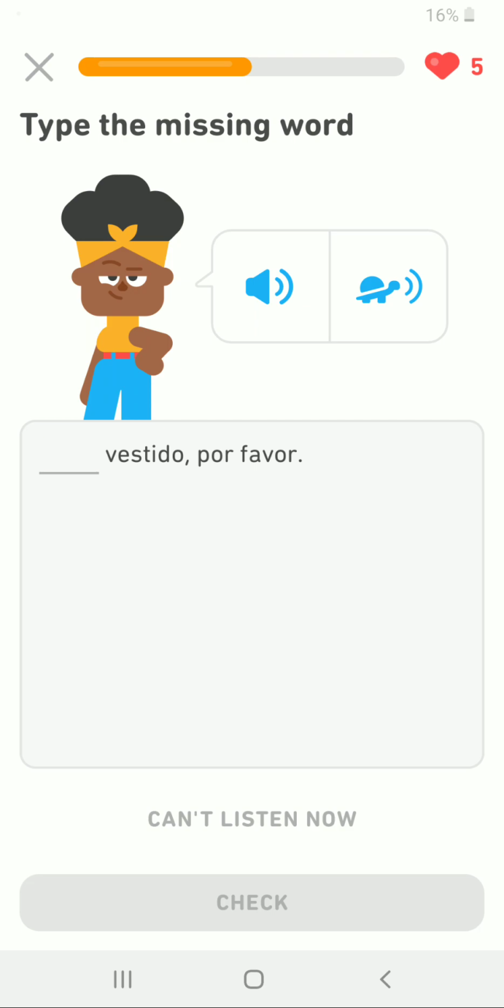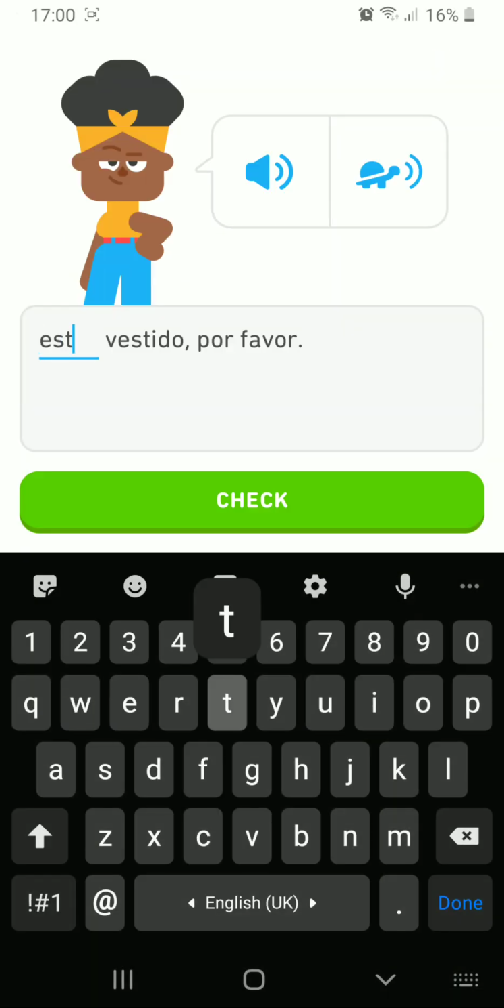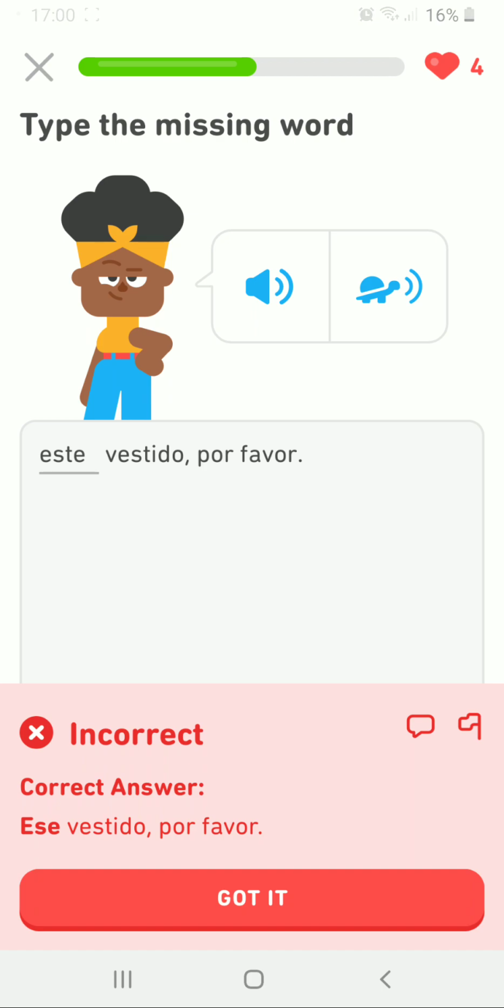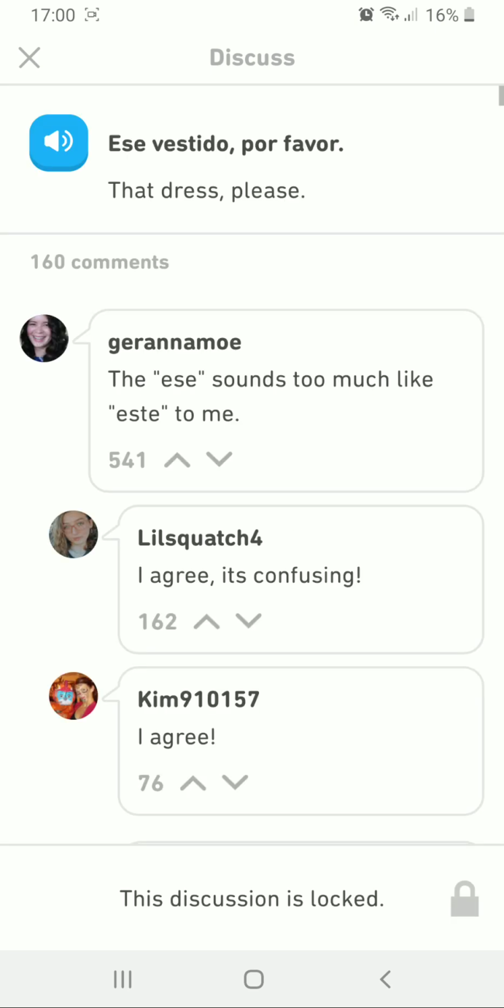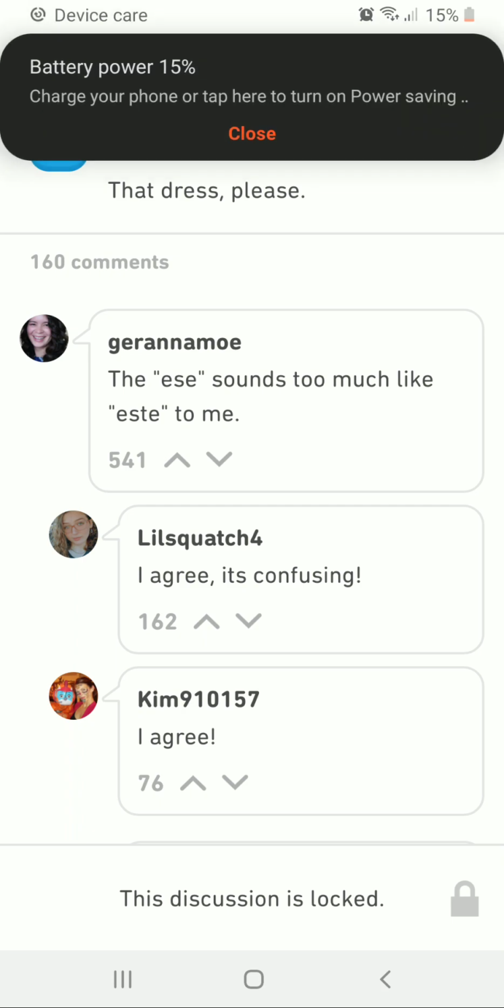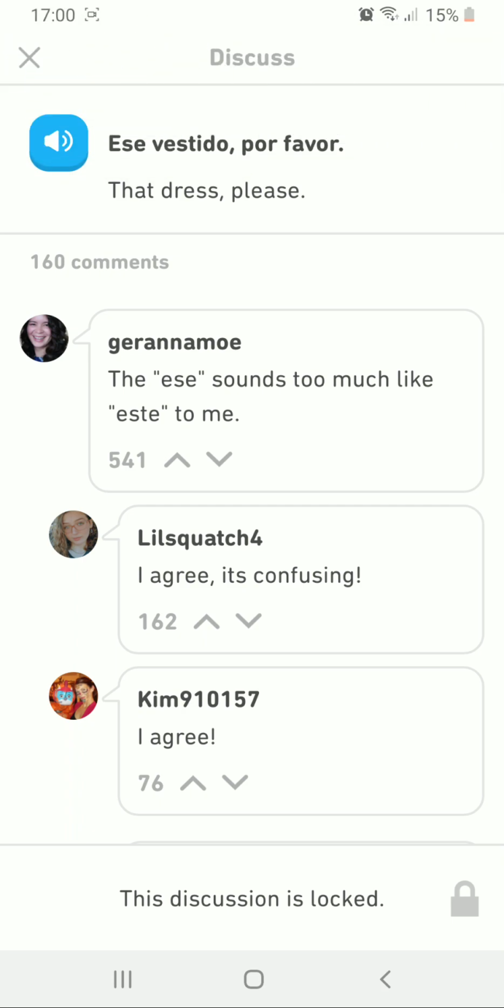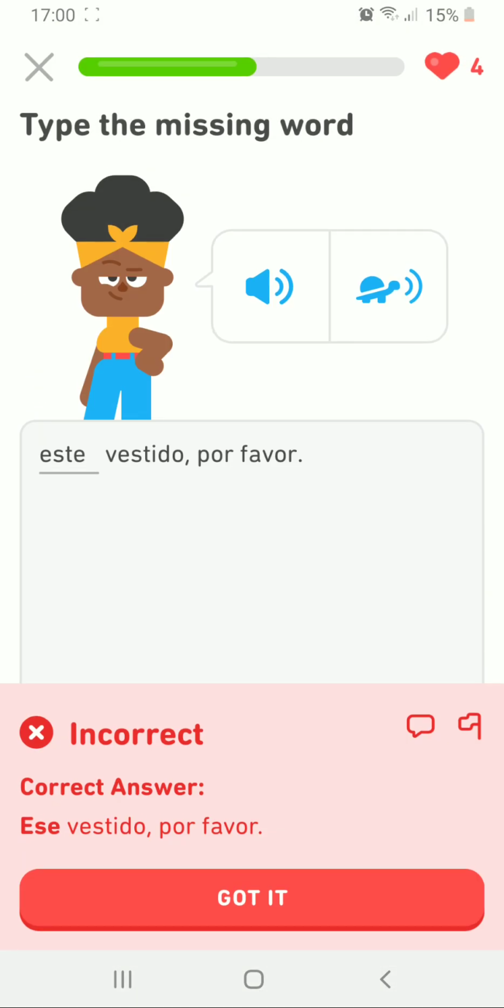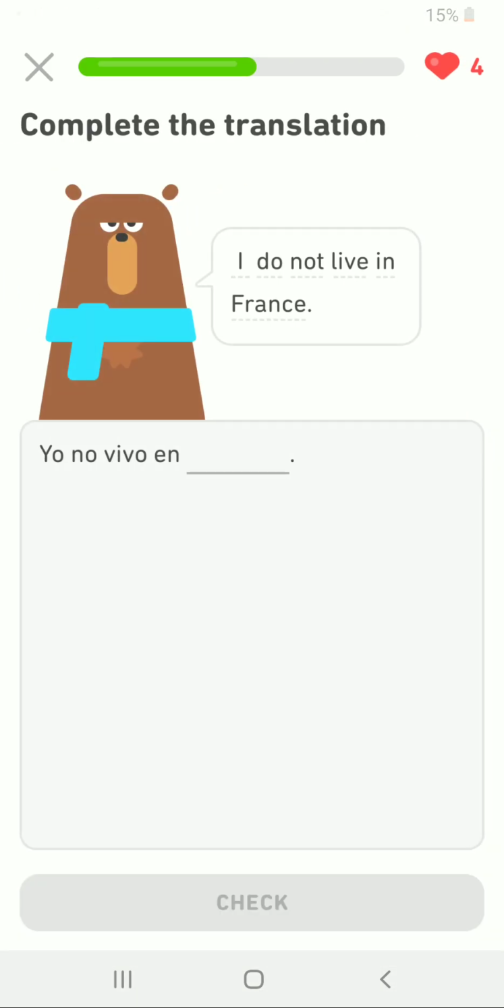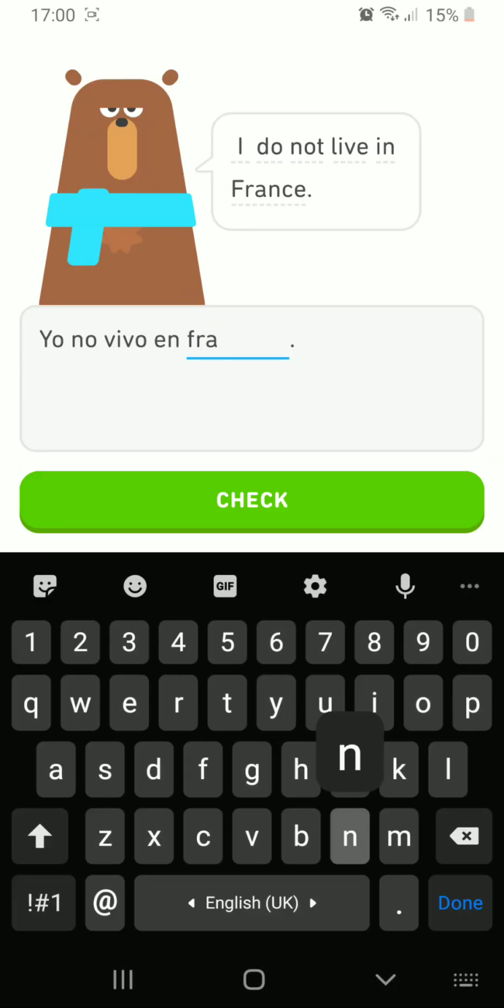Ese vestido, por favor. Este is this. Ese, oh, that. I don't get where I made the mistake. Ese doesn't sound too much like este to me. I agree. It was confusing. So, ese vestido. Yo no vivo en Francia.